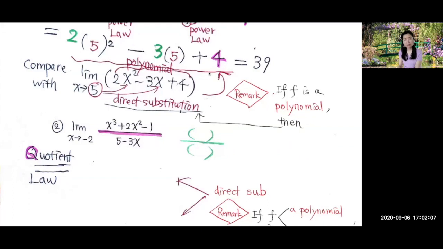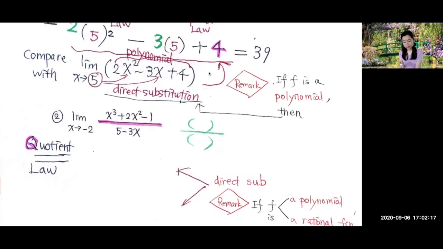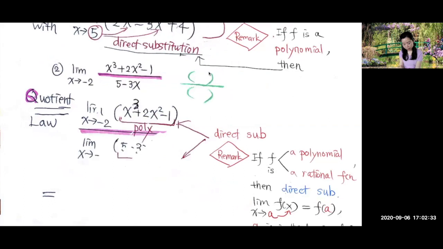Number 2, this function over here is not a polynomial function. It is actually a polynomial divided by a polynomial. That's what we call a rational function. So first, we're going to apply the quotient law, because this is the quotient of these two functions. So we're going to have the limit of the function on top divided by the limit of the function in the denominator.